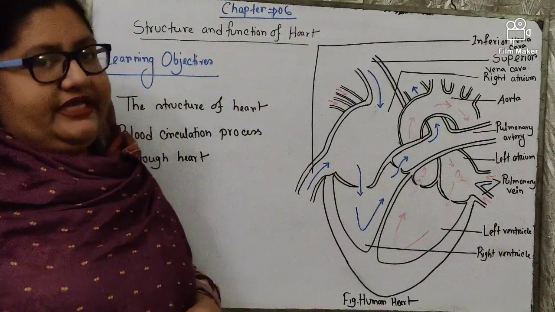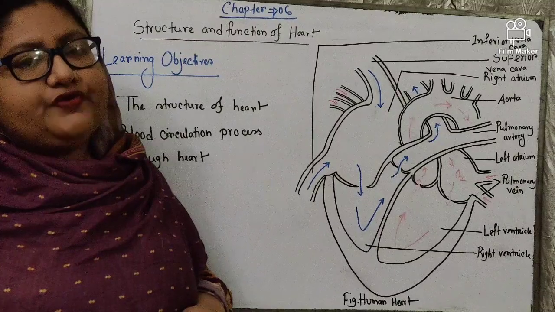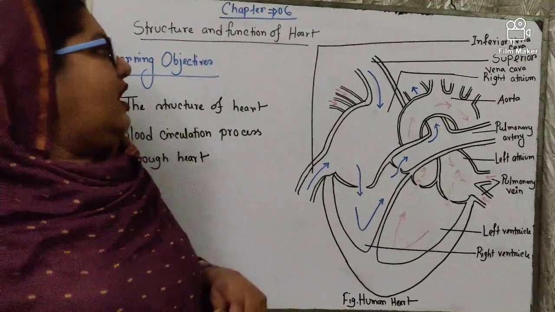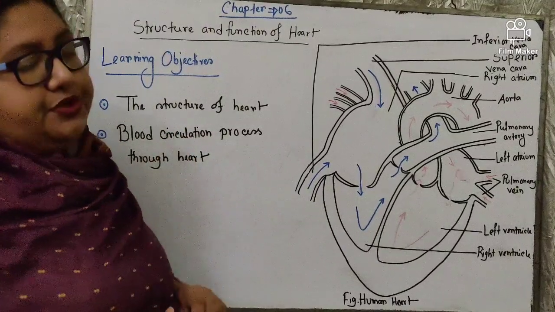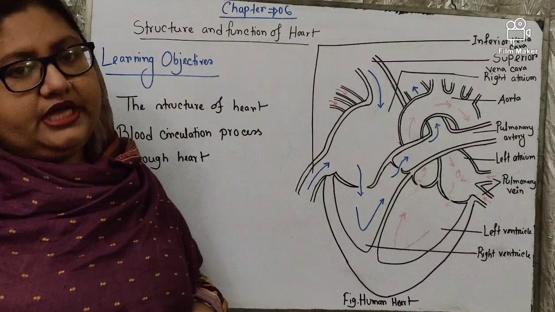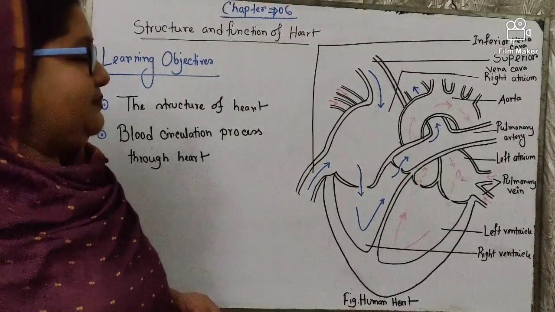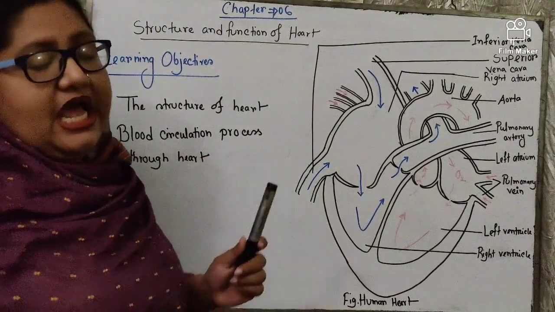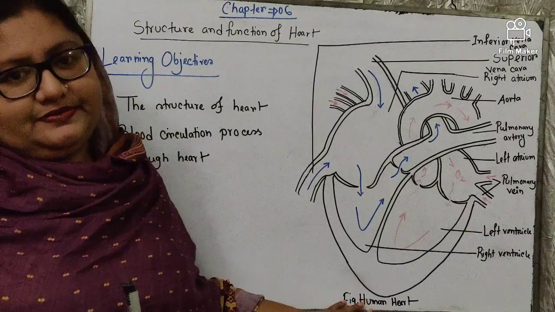My today's topic is the structure and function of heart. This is from chapter 6. Today's learning objectives are the structure of heart and the blood circulation process through heart. So, from today's lecture, you will be able to explain the structure of heart and the blood circulation process through heart.